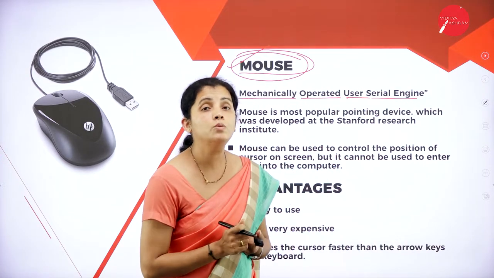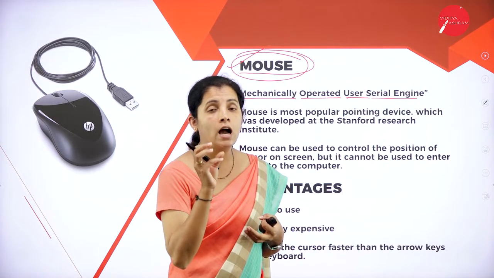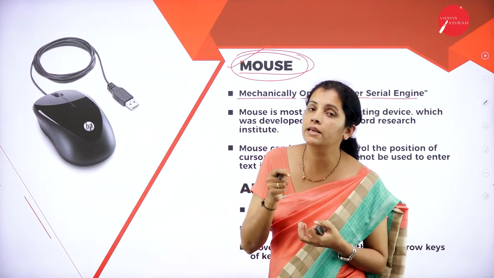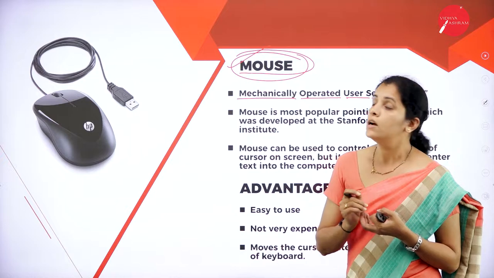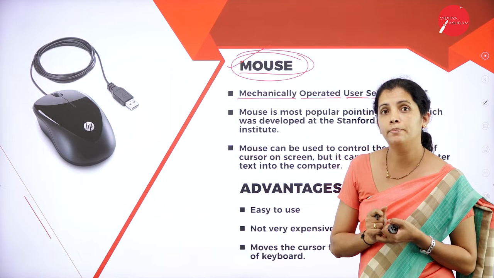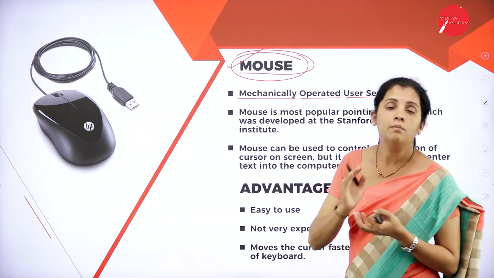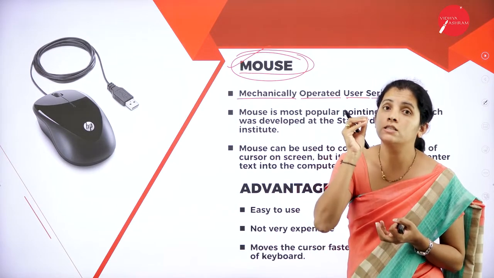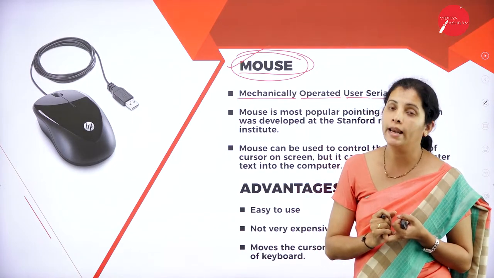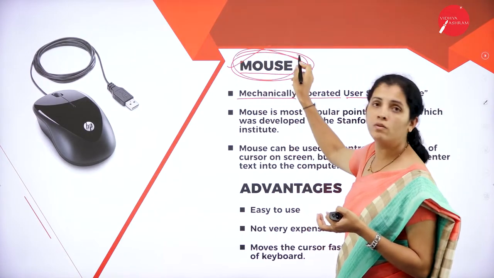Now tell me how the mouse is going to work. The display screens are made with the help of pixels. A pixel is nothing but a small dot, and the resolution of the display screen depends on the pixels. So when you move the mouse and hit a certain pixel, that position is transferred into an electronic signal. Based on that, the mouse is going to work.